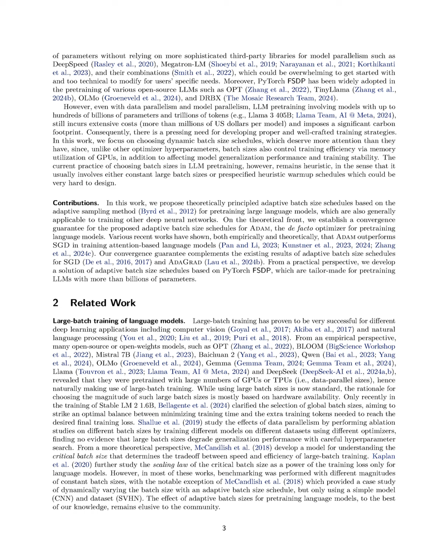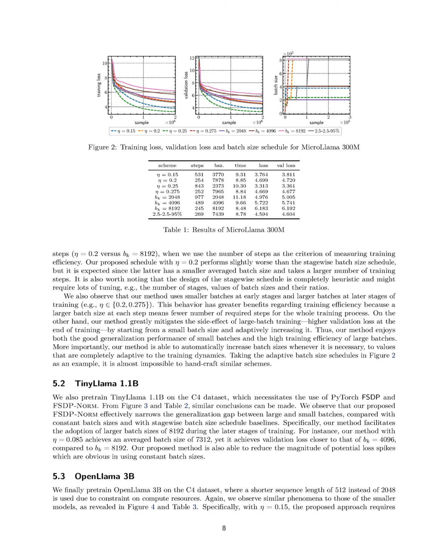The experimental setup involved training these models with the proposed adaptive batch size schedules, utilizing PyTorch FSDP for models requiring more than a billion parameters. Evaluation metrics included validation loss, where the proposed method was compared against constant batch size baselines and a stage-wise batch size schedule, which is a common heuristic in pretraining.